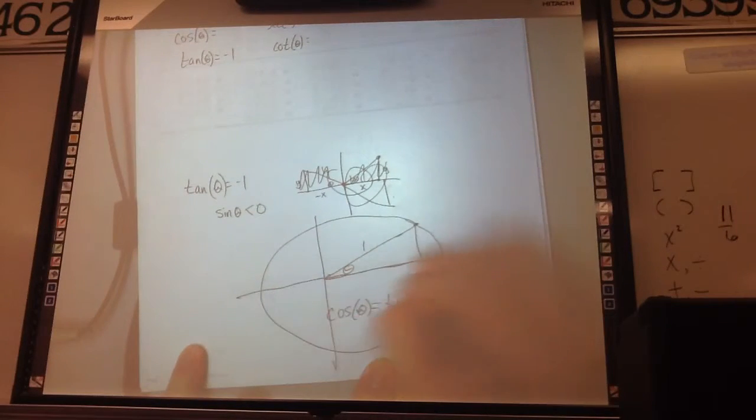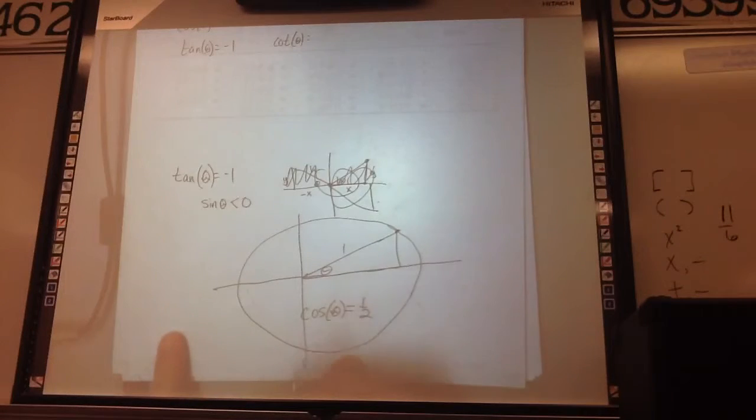Okay, look at this beautiful drawing. Oh, yeah. You're going to have crap like this written all over the place.